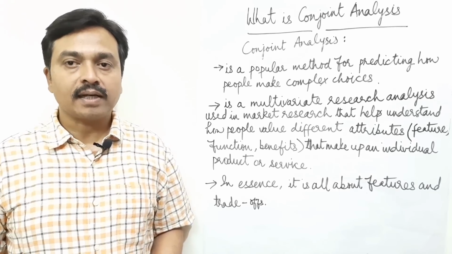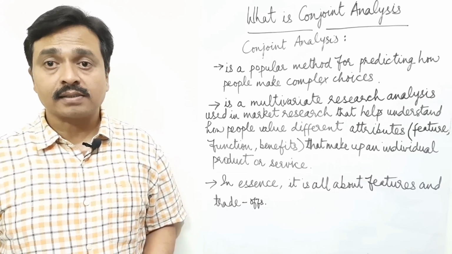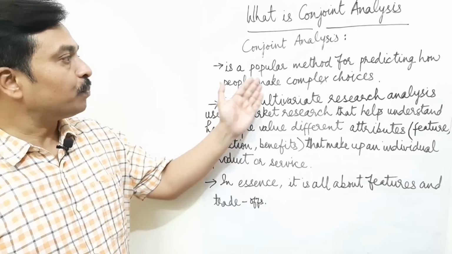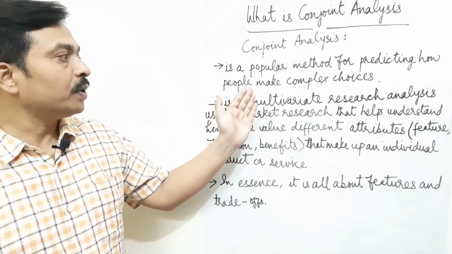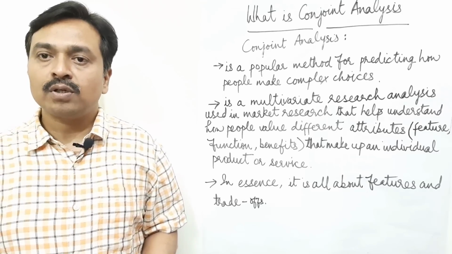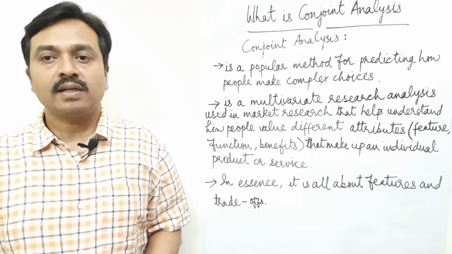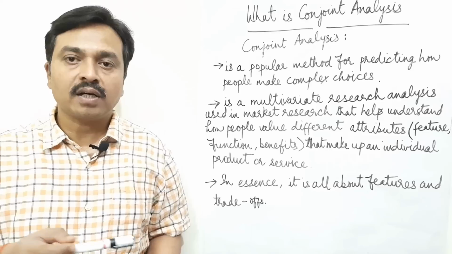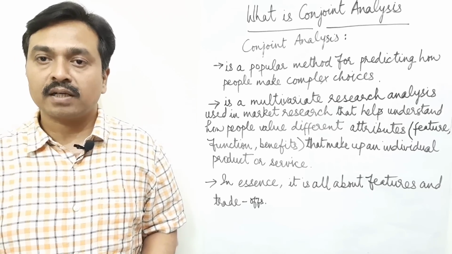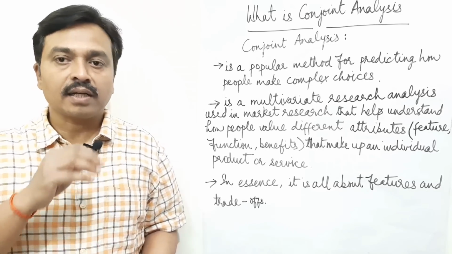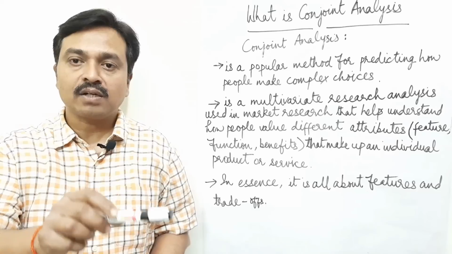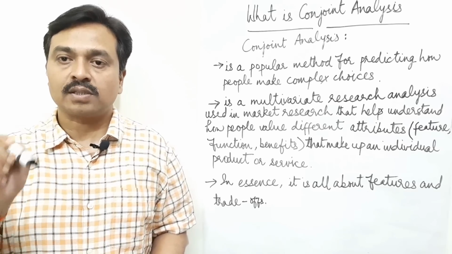Let us now understand what conjoint analysis is. Conjoint analysis or trade-off analysis is a popular method for predicting how people make complex choices. Conjoint asks people to make trade-offs just like they do in their daily lives. You can then figure out what elements are driving people's decisions by observing their choices. Conjoint analysis involves presenting people with choices and then analyzing what were the drivers for those choices.